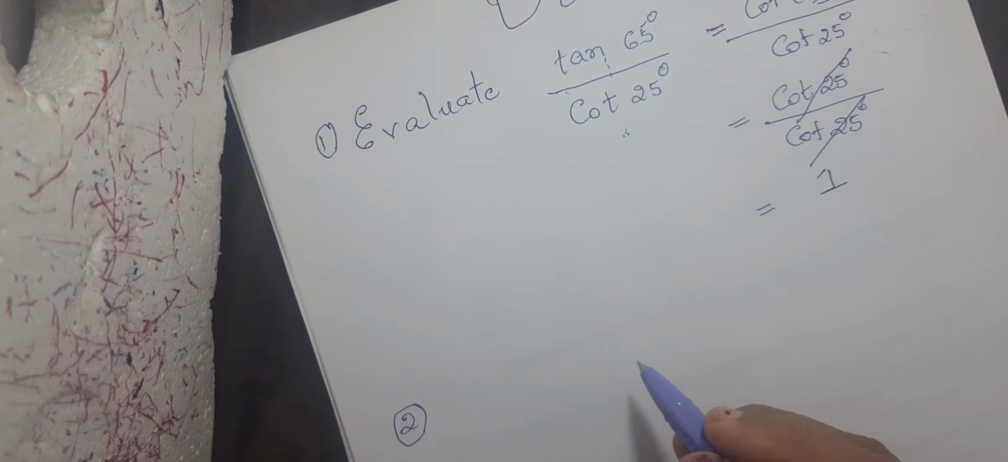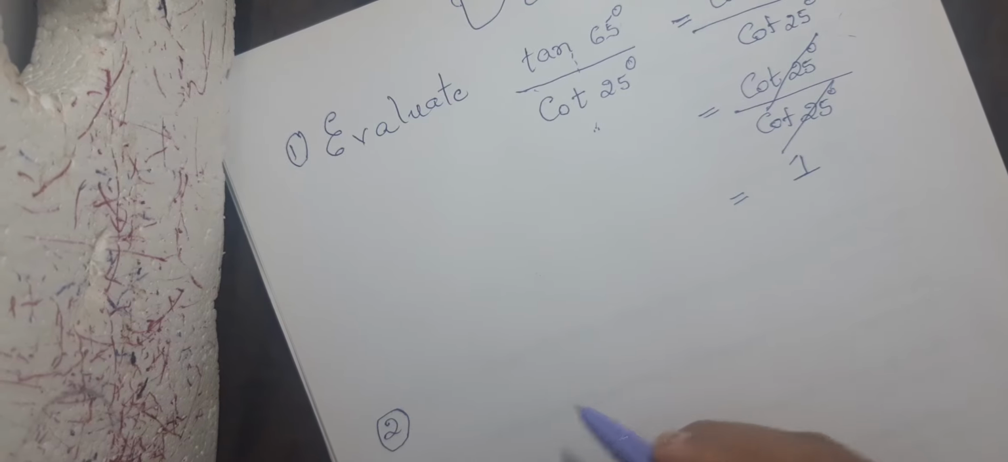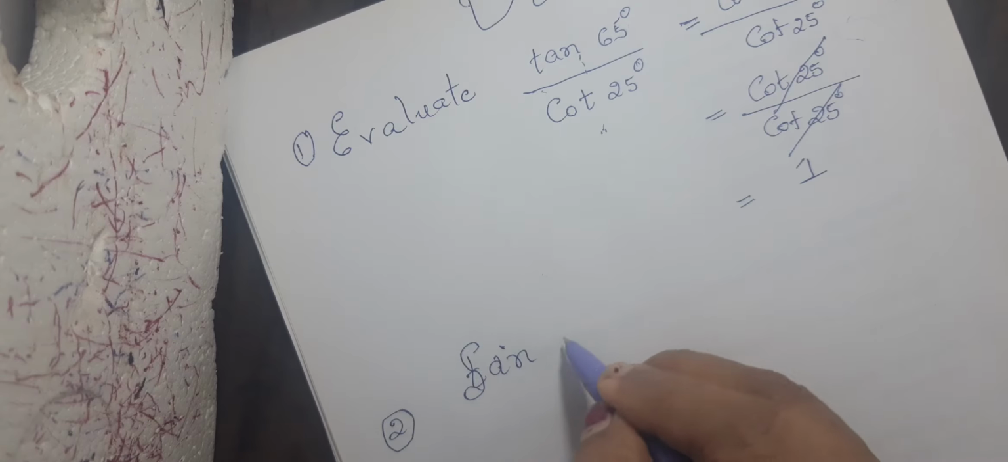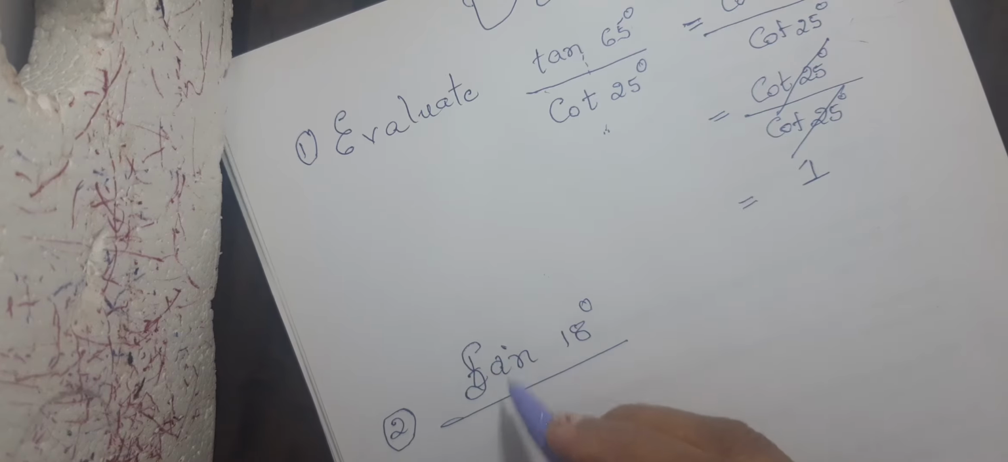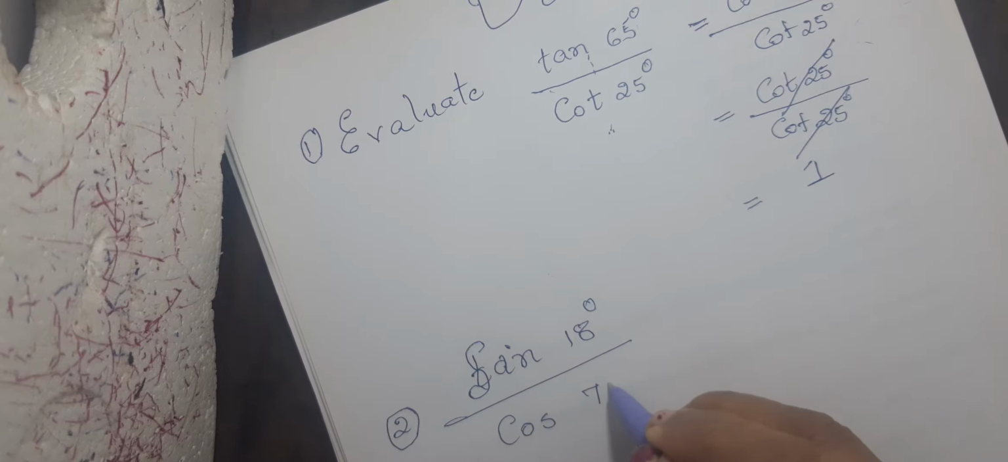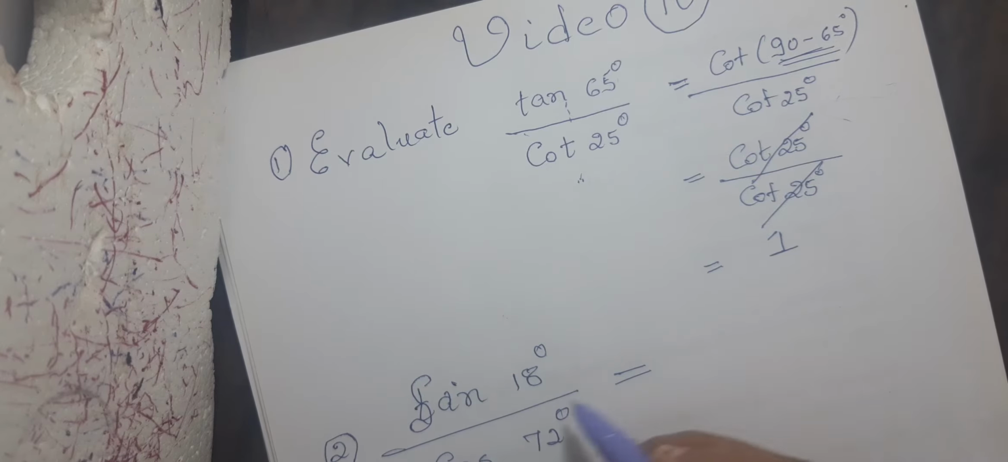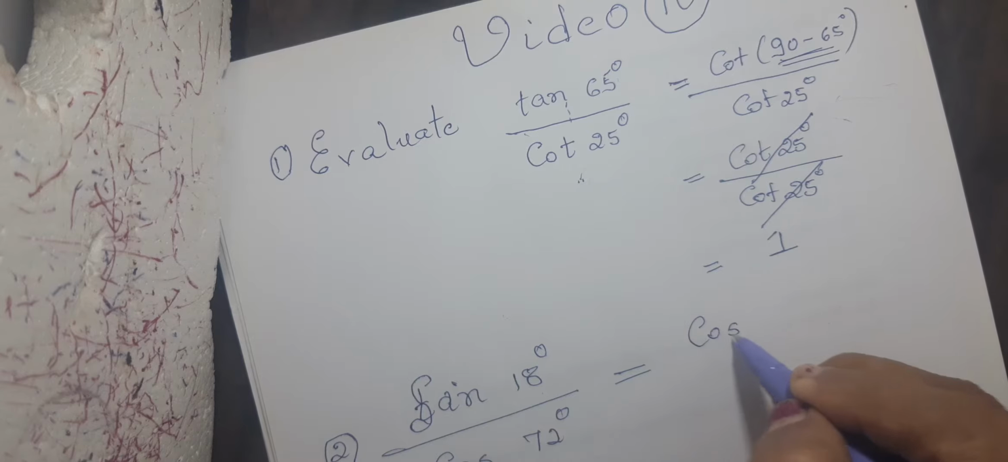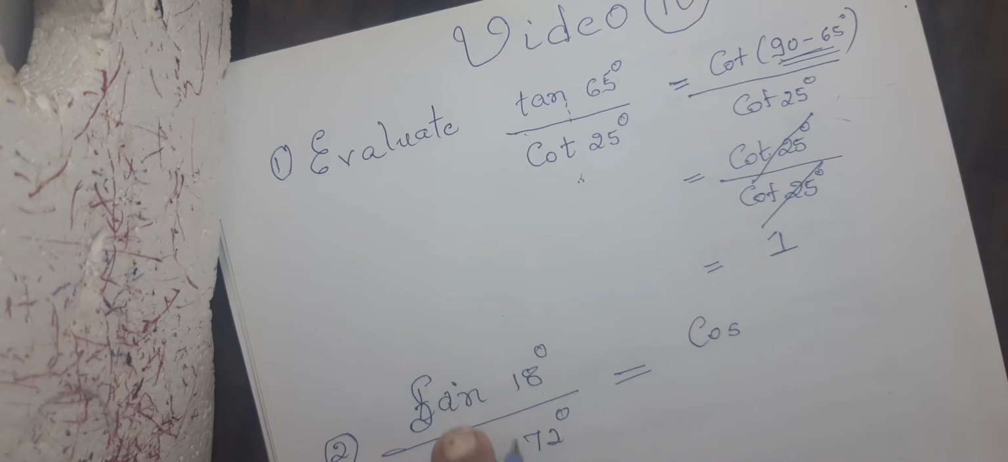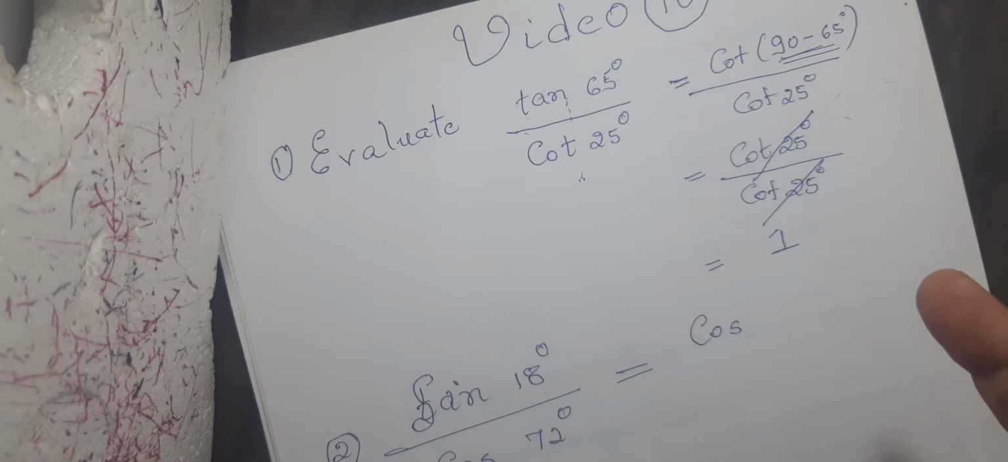Now second problem, we'll go to some problem from the textbook also. See another problem now. Sin 18 by cos 72. According to the last video, sin 18 will be cos of, sin will become cos. If there is cos, it will become sin. If it is tan, it will become cot. If it is cot, you have to write tan. I have already taught you this just now.